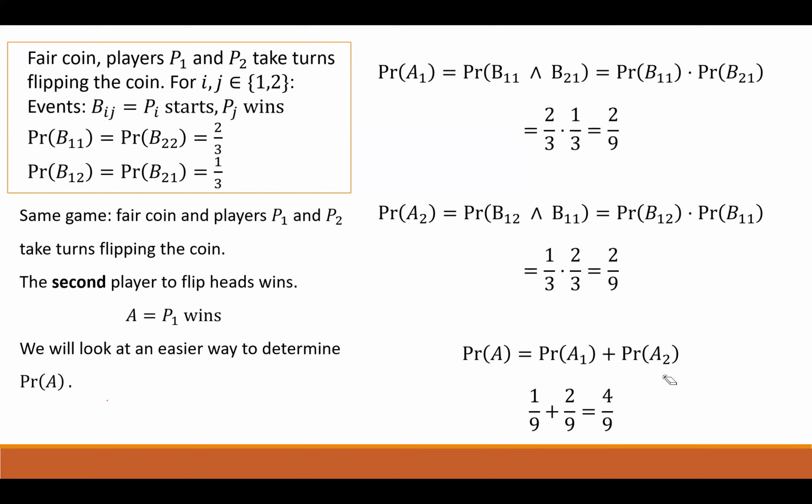So if we break it down into now the second player that flips heads wins. Now player one has the disadvantage, right? So 4/9 is less than 1/2 in this case. So the probability that player one wins is 4/9, and the probability that player two wins is 5/9. You can keep going. Yeah, questions?